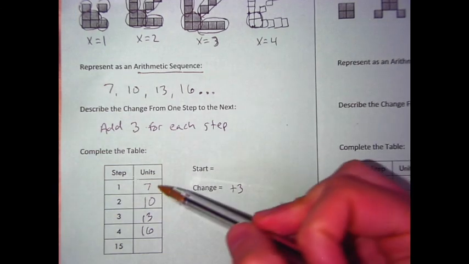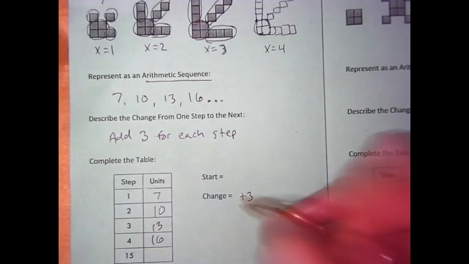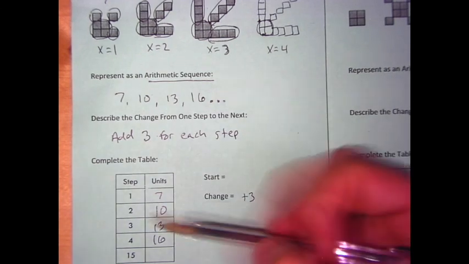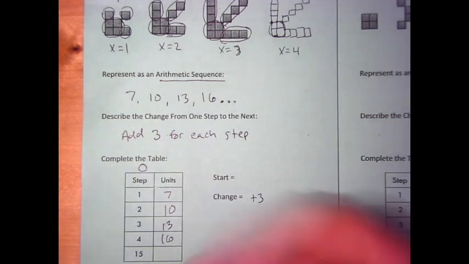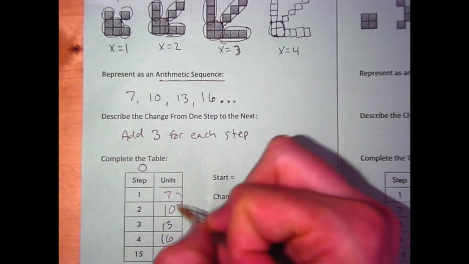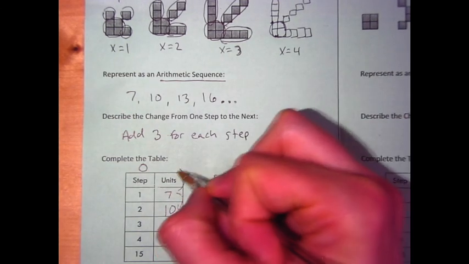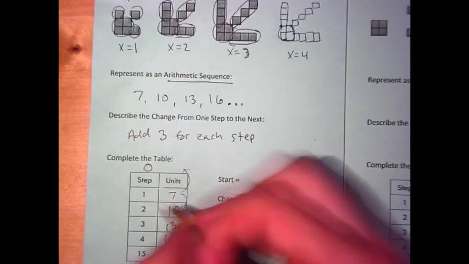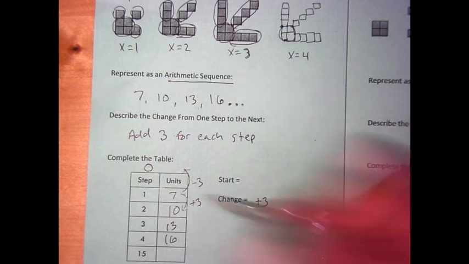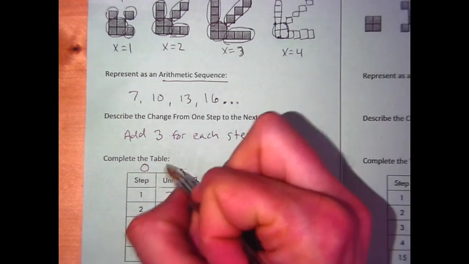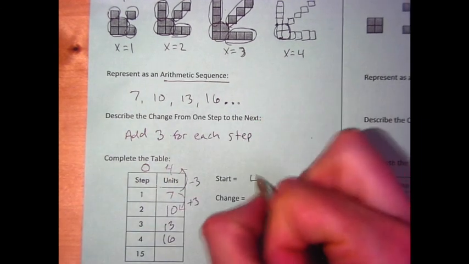Right? And you can see it just with the numbers that we know. Well, where did this start? I don't see a 0 on the table, but if there was a step 0, right? So instead of adding 3, how could we find step 0? So instead of adding 3, we could take it away. So 7 take away 3 gives us 4.